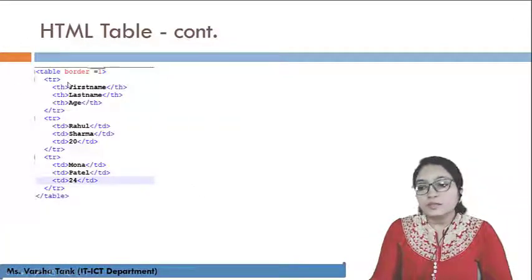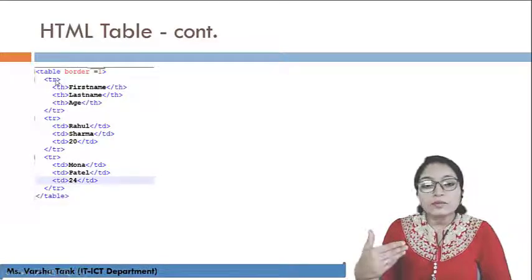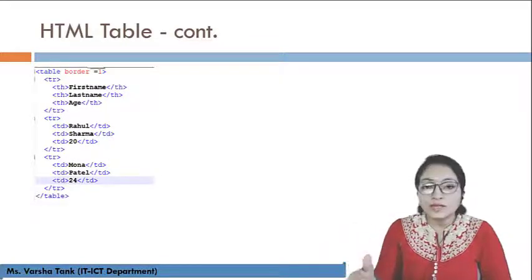Now here you can see the table. A table tag is there, the starting table tag and ending table tag, in which we have defined the tr, that is a table row. Whatever the number of rows there are, for that many times you have to define the tr tag.